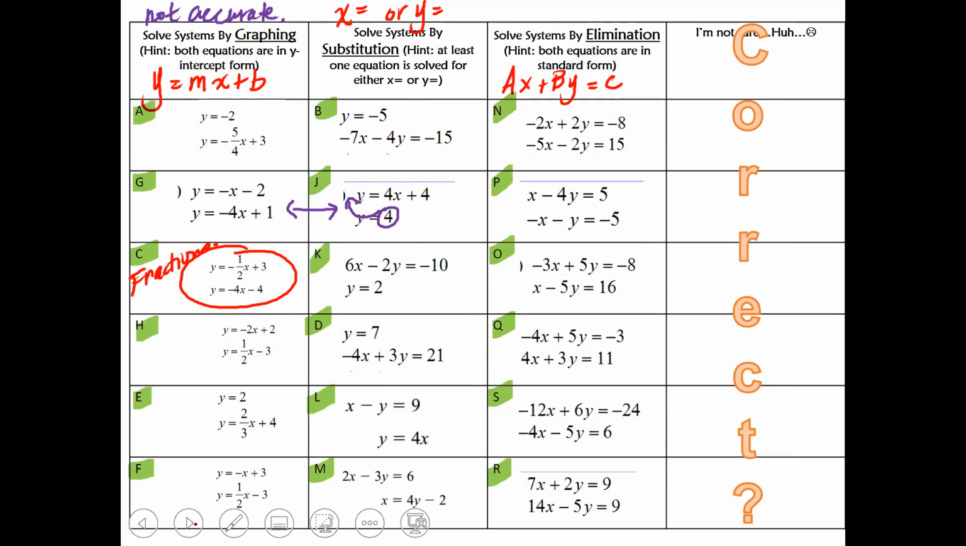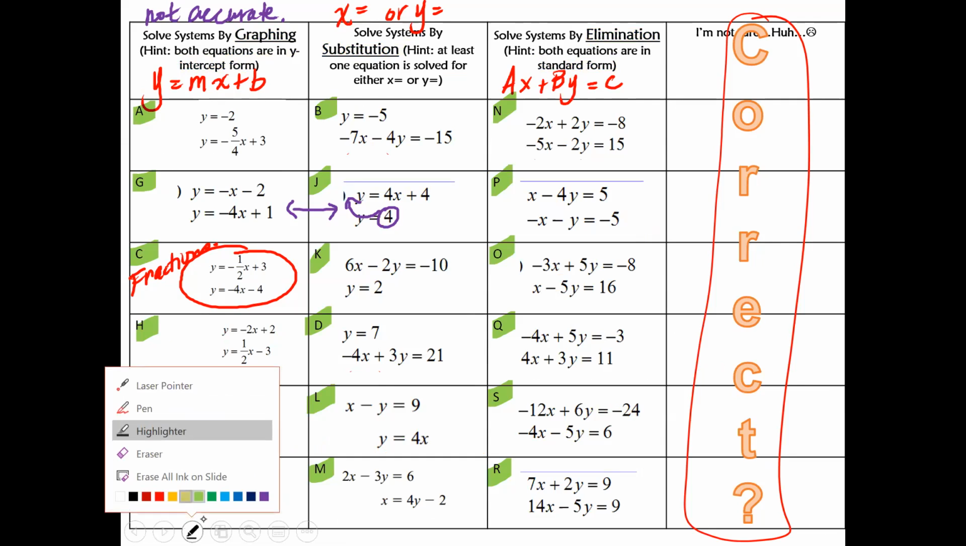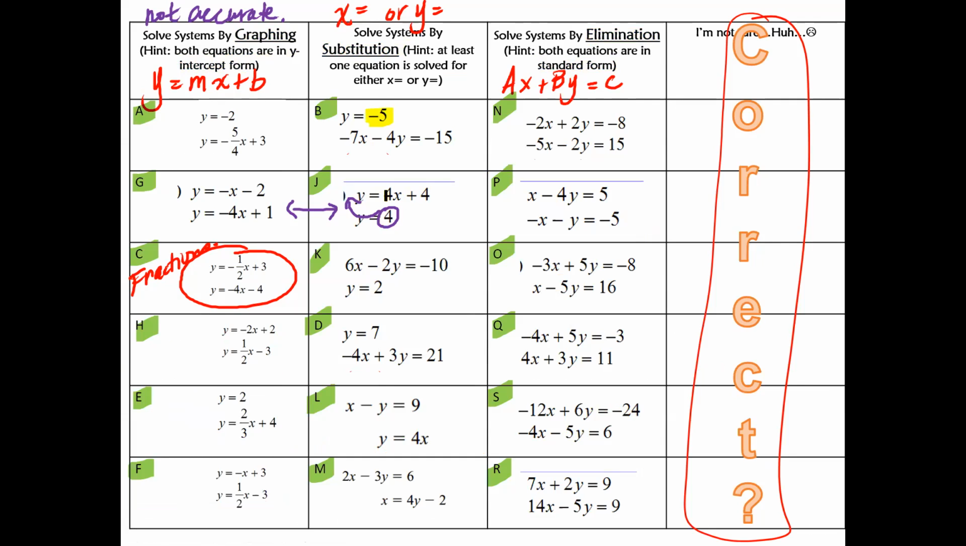Okay, so looking at this, did you get it correct? And if you look at everything that is in substitution, notice that at least either the x or the y is solved. Here's y equals 7, here's y equals 4x. Here you have x equals 4y minus 2. So that's a pattern of all the substitution problems.